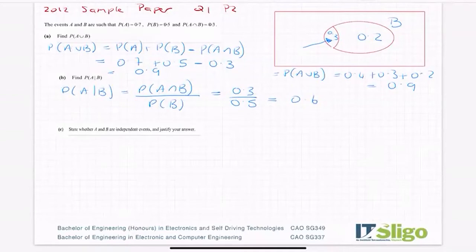Okay, state whether A and B are independent events and justify your answer. Okay, there are 3 formulas for independent events that I don't know off the top of my head. I only know one. Okay, so I've just got the book here in front of me. So I'm just flicking to independent events to find the 3. Okay, I have them here now.